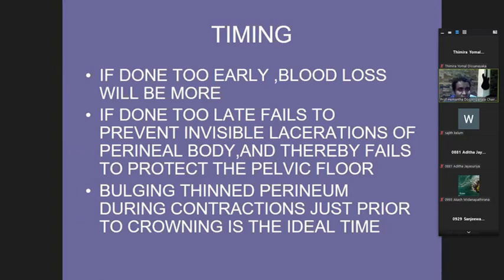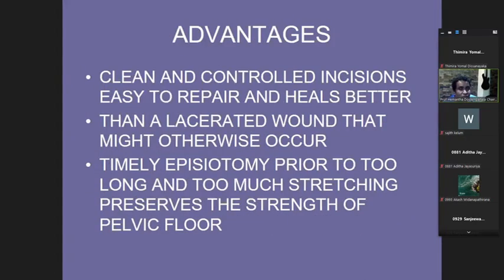Otherwise the perineal body is damaged and thereby fails to protect the pelvic floor. With a bulging and thin perineum, if you see the delivery, you will understand: the head comes, and then the head crowns. Crowning means that the head comes down and does not go back. That is the time that you make the episiotomy. It's the ideal time. Once again, the advantages of an episiotomy are that it is a clean, controlled, deliberate incision, easy to repair, and it heals fast and better.